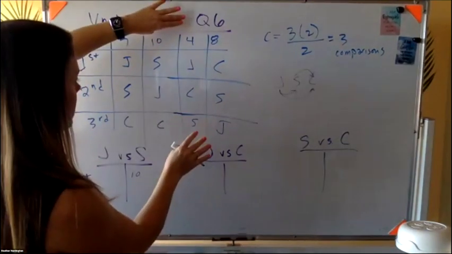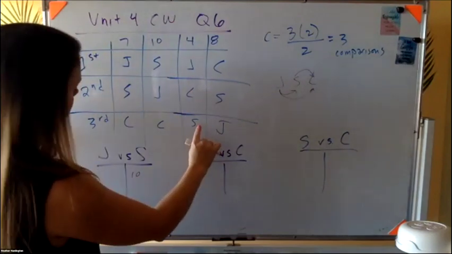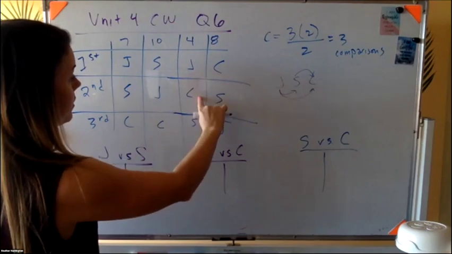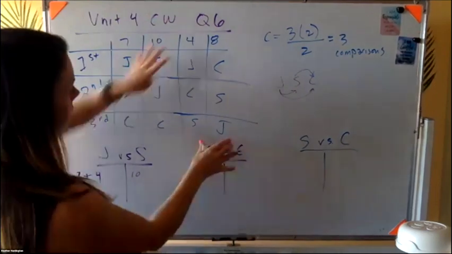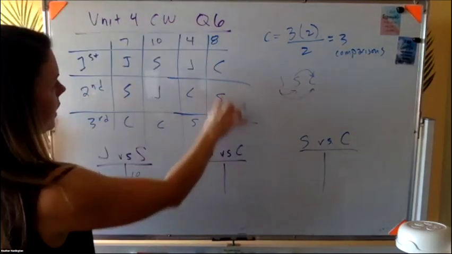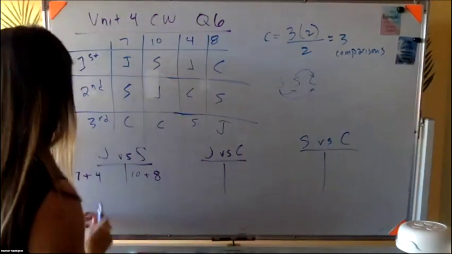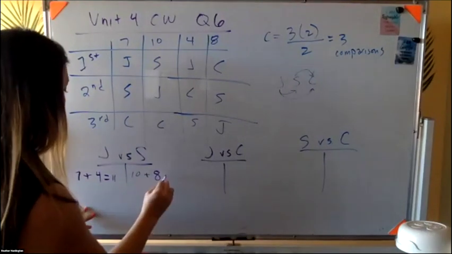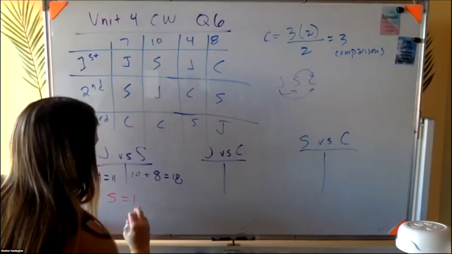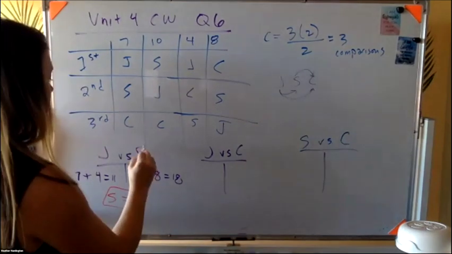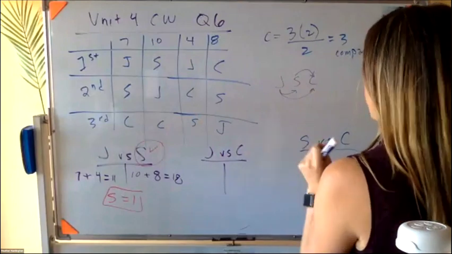And then J versus S. Over here, who wins the 4 votes, J or S? J, because it's ranked higher, right? Even though there's C there, we only have eyes for J and S right now. And then here, S or J gets the 8 votes. S. Okay, so who wins in this head-to-head? So this is 11 versus 18. S wins 1 point. Okay, so S is the winner there. I want you to try to do the same thing for J versus C and S versus C.